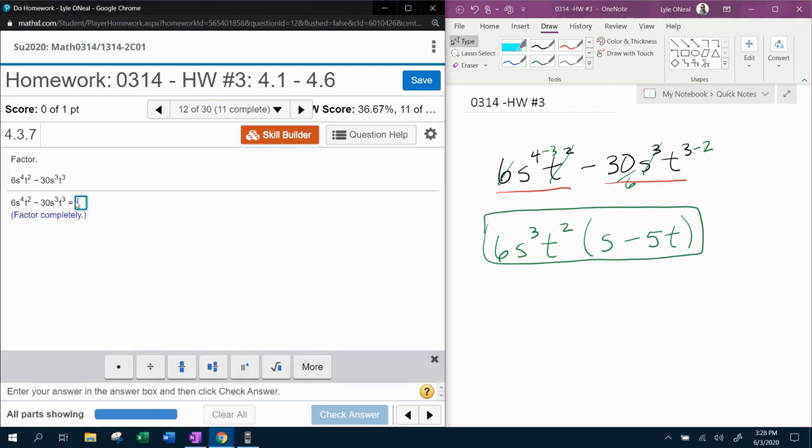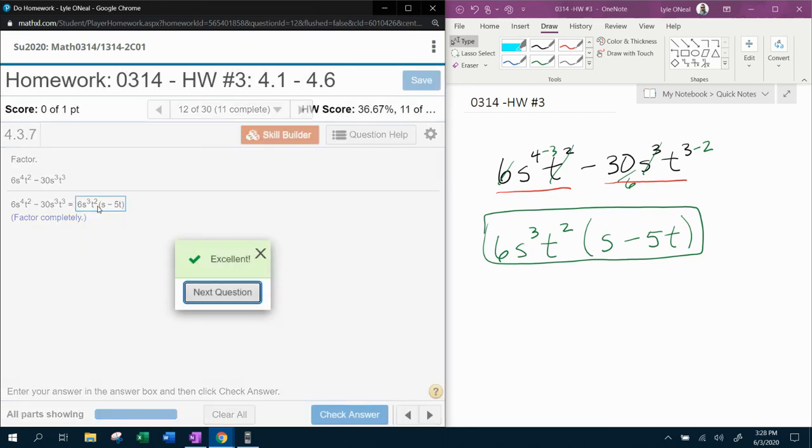All right, so let's see if that is right. 6s to the 3rd t squared, and parentheses, s minus 5t, and done.